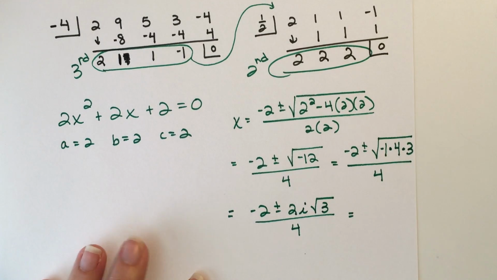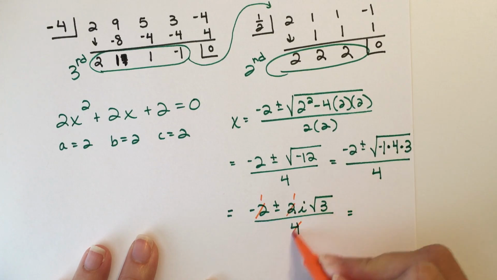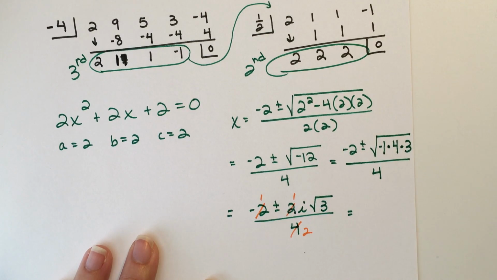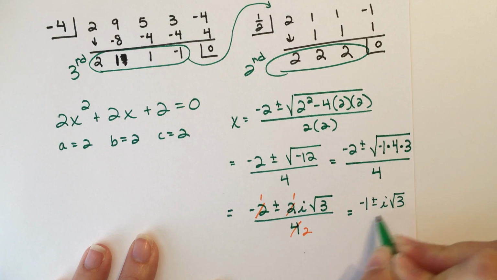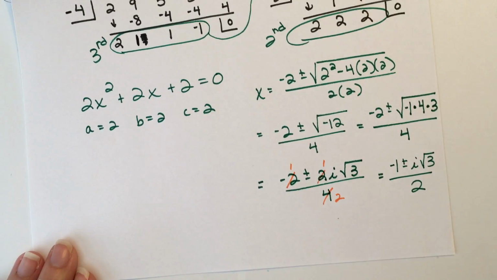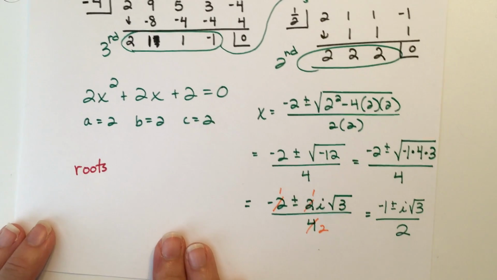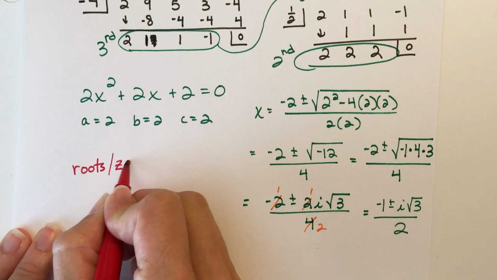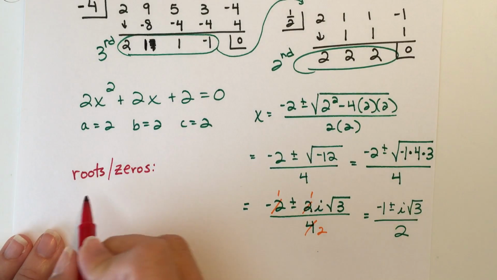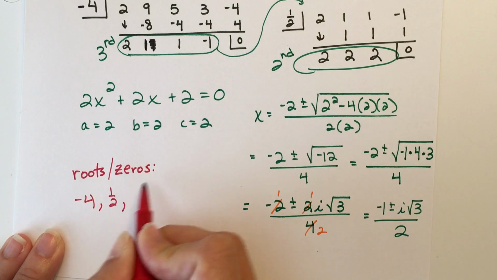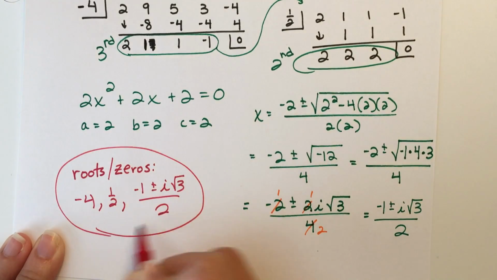Okay, one more step that I can do. There's some reducing because the 2's and the 4, of course, you can reduce those all by 2. So we have negative 1 plus or minus i square root 3 over 2. Okay, so what you have for your roots, or your zeros, you've got both numbers that you got from the synthetic division. That's the negative 4 and the 1/2. And now you have the negative 1 plus or minus i square root 3 over 2. There's your answers.